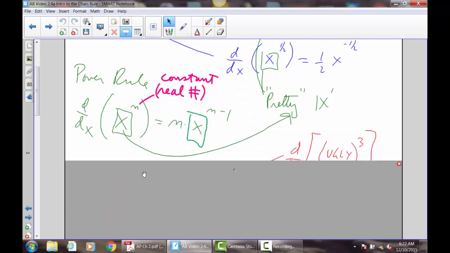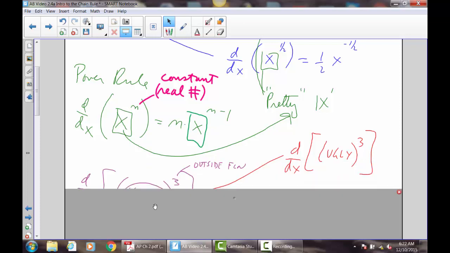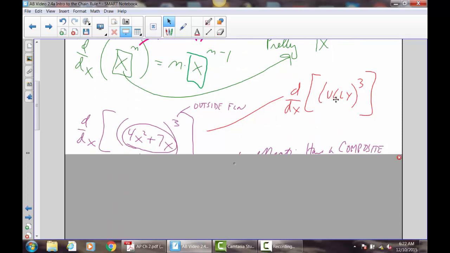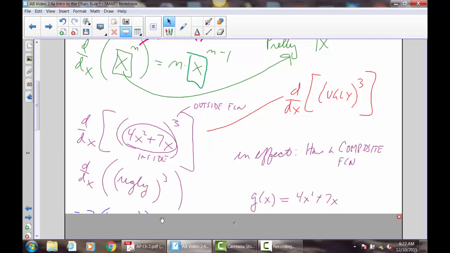So, it didn't matter what the exponent was as long as it was a constant, any real number, but what we've been dealing with is a base of just plain old x. So what happens if we have something uglier than just plain old x? Let's say we have 4x squared plus 7x all cubed. Of course you could cube this, which you would not want to do, and certainly if it was to the power of 32, I definitely would not want to expand it.